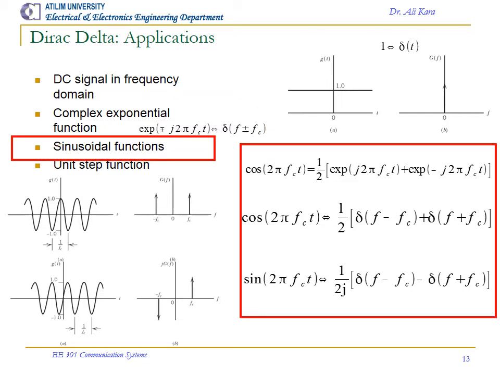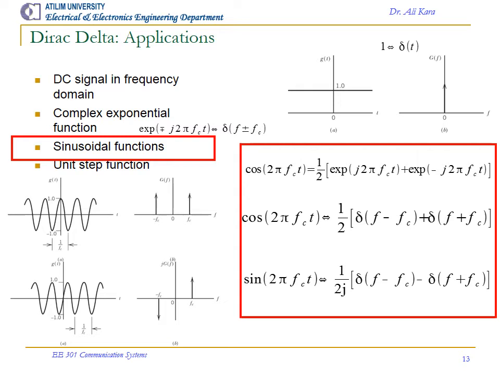Sinusoidal functions. Consider next the problem of evaluating the Fourier transform of the cosine function. We first use Euler's formula to write cosine of 2 pi fc t as 1 over 2 times, in parentheses, exponential j2 pi fc t plus exponential minus j2 pi fc t. We use the previous result of the complex exponential function to get the Fourier transform pair: cosine 2 pi fc t in time domain and 1 over 2 Dirac delta of f minus fc plus Dirac delta of f plus fc.